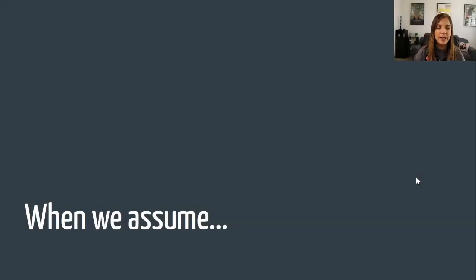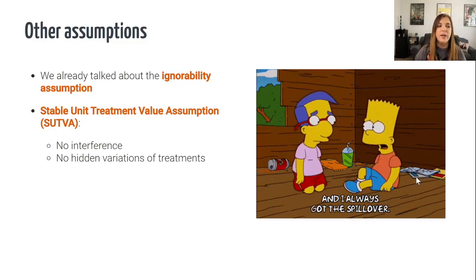Let's now look a little bit at other assumptions. We talked a lot about the ignorability assumption in randomized control trials, but there are other assumptions that often need to hold so we can estimate average treatment effects. One of the most important ones in causal inference is called the stable unit treatment value assumption, or SUTVA.